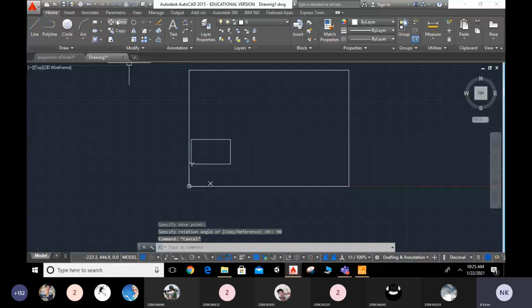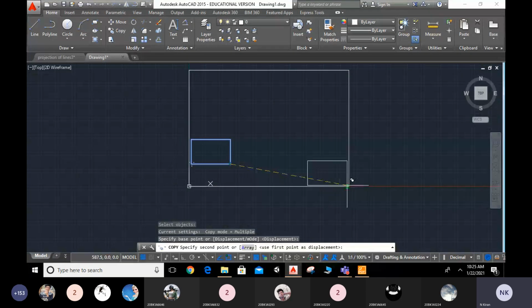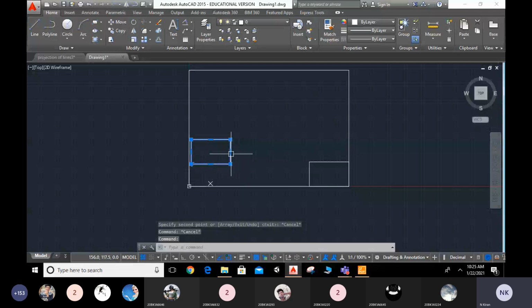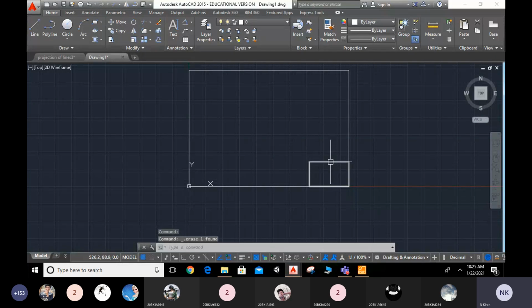Now what I will do, I will select the copy command, I will select this object, enter, and for the base point I will select this corner point. Okay, now I will place it here. Yeah, if you select the move command, it will be moved. If you copy, this duplicate item will appear like that. Okay, this is the title box.